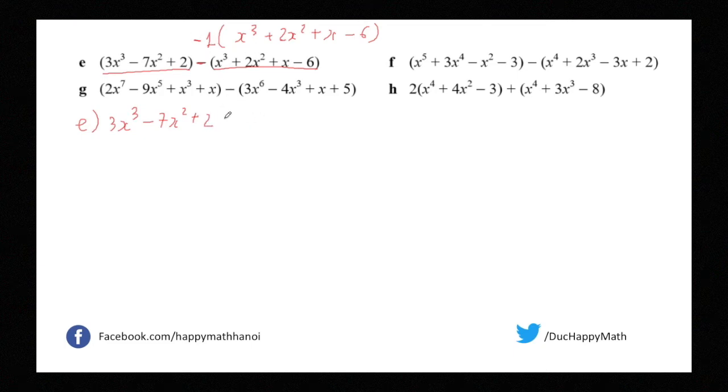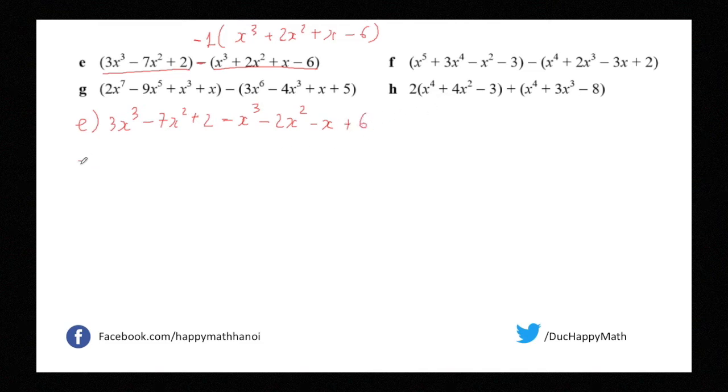Minus 1 times with x cubed means minus x cubed. Minus 1 times with 2x squared means minus 2x squared. Minus 1 times with x is minus x. Minus 1 times minus 6. So what is your answer? Yes, that is plus 6.